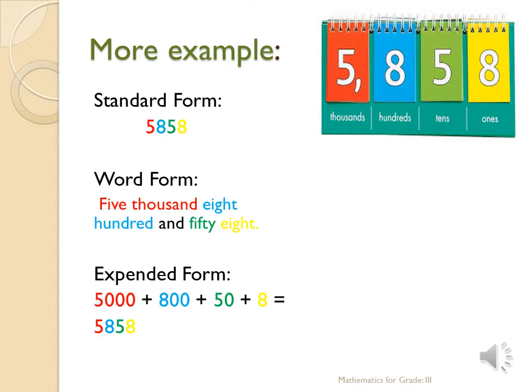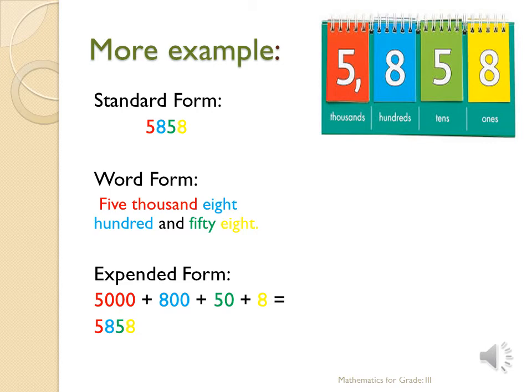Now, how are we going to write it in word form? With the help of spellings. We know the spelling of 5 and 1000. So, looking at the spellings, 5858. If you know the spellings of 1000 and 100, you can easily write it in word form. Now, the last is expanded form. In expanded form, we represent the exact value of that number.